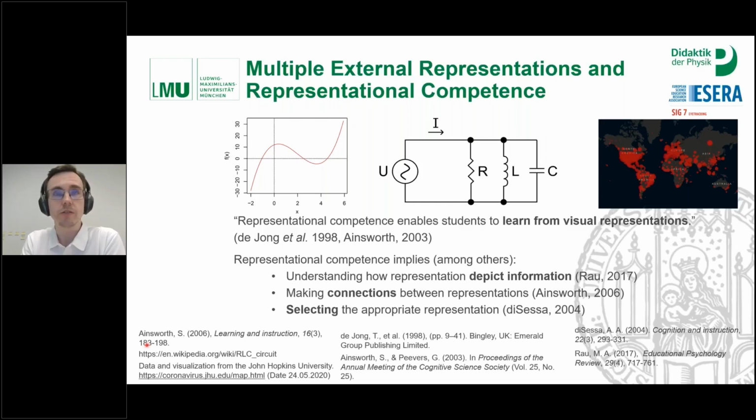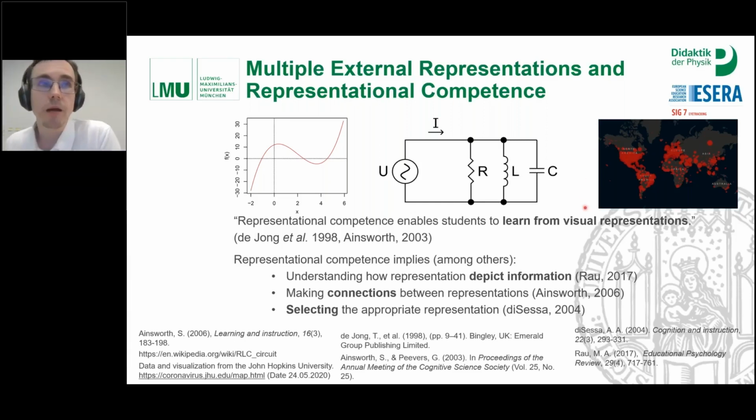In physics education, it's very important to receive a complete mental model that includes several types of representations. Representations are depicted here. They show, for example, a graph or an electrical circuit, or a representation could also be a global map of the corona outbreak from May 2020.